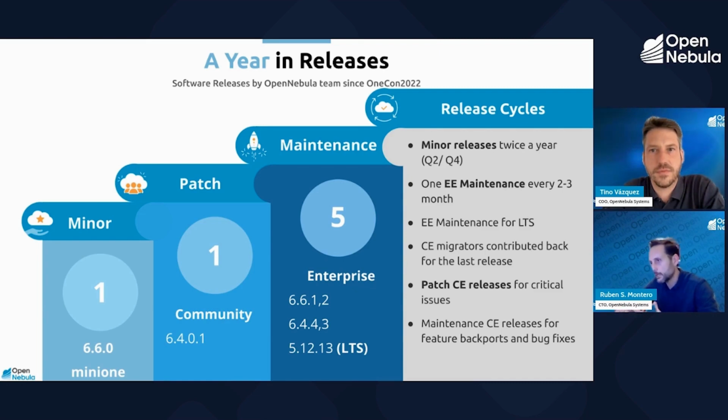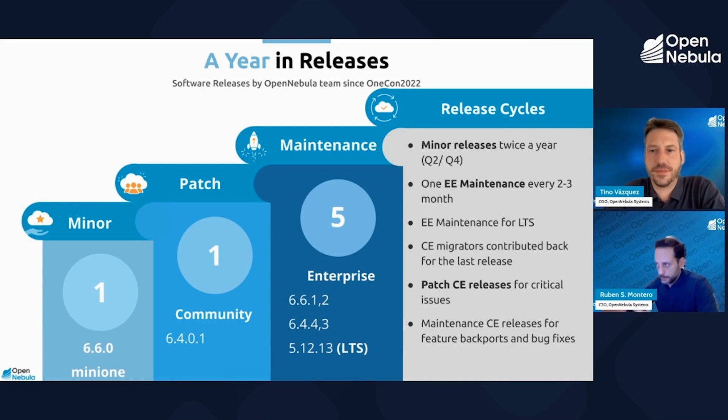subscriber. We've made 5.12.13, which is LTS, our previous LTS. We made a couple of releases for the 6.4 series, and we also made another couple of releases for the 6.6 family. At the end, we managed to achieve our internal goal of making two major releases a year, usually framed in the second and fourth quarter of the year, and make available to the enterprise customers every 2 months a maintenance release. For our community, we try, as you know, to deliver that, and also we deliver the migrators too, so you can upgrade every minor release. And we also patch community editions for those critical issues that we may find.